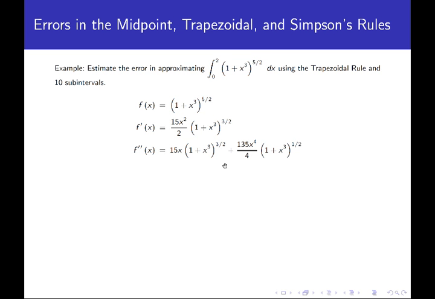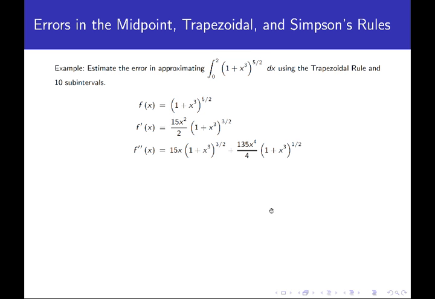To do the second derivative, we have to use a product rule. Derivative of the first will give you your 15x. Derivative of the second, you're going to have to use a chain rule again. The 3/2 will come down in front and decrease the power by 1 to get to 1/2. And then derivative of the inside is your 3x squared. If you do all that work and multiply by the 15x squared over 2 out in front, you'll get 135x to the 4th over 4. Okay, that's the second derivative, right?